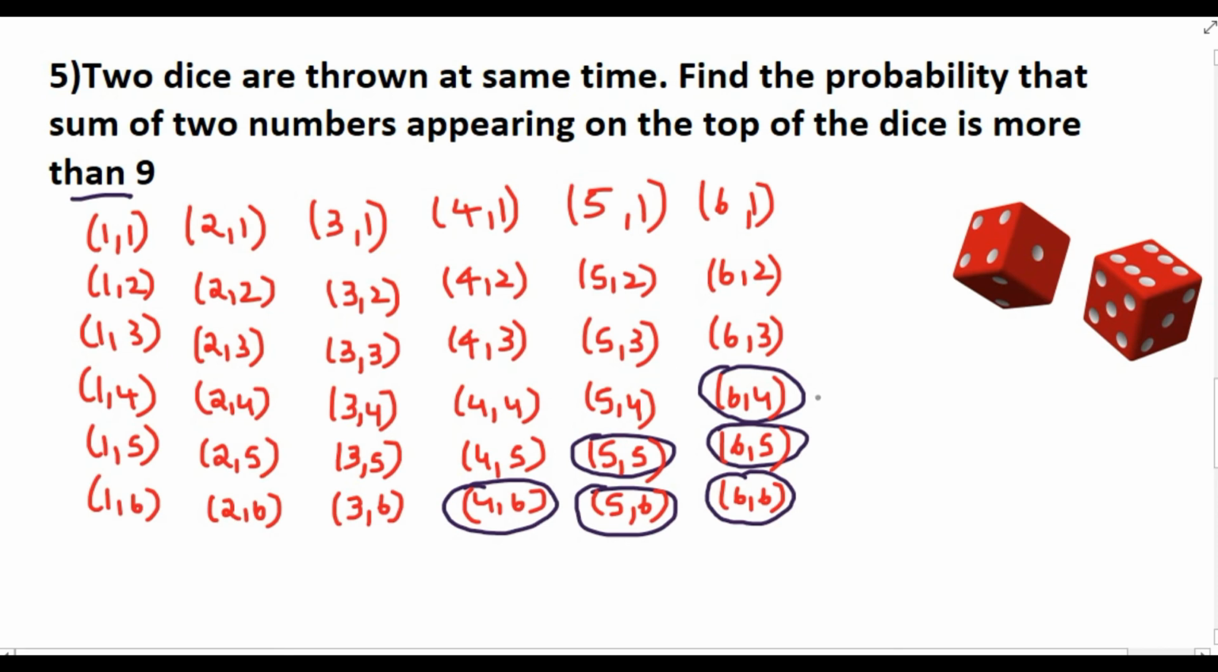So we can count the favorable outcomes: 1, 2, 3, 4, 5, 6. Total number of outcomes is 36. Number of favorable outcomes is 6. So 6 by 36. When you throw 2 dice at the same time, total number of outcomes is 36 and here the favorable outcomes, that is the outcomes for the event, number appearing on the top of the die is more than 9. So we have 6 outcomes. So answer is 6 by 36.